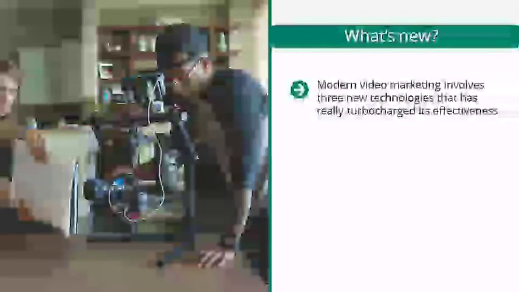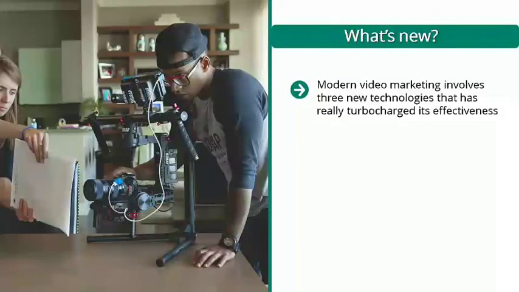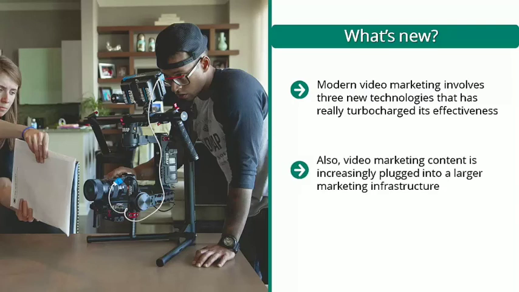What's new? Modern video marketing involves three new technologies that have really turbocharged its effectiveness. First of all, you can use software to create video. You no longer have to patch together or shoot video content by hand. There is all sorts of software that can help you edit, enhance, and even automate the creation of video content. Also, video marketing content is increasingly plugged into a larger marketing infrastructure. These are the blogs, social media platforms, so on and so forth. Finally, there are tools out there that would enable you to upload the video that you created without you manually going through all sorts of upload steps. With a few mouse clicks and a few keystrokes, you can massively distribute your video.